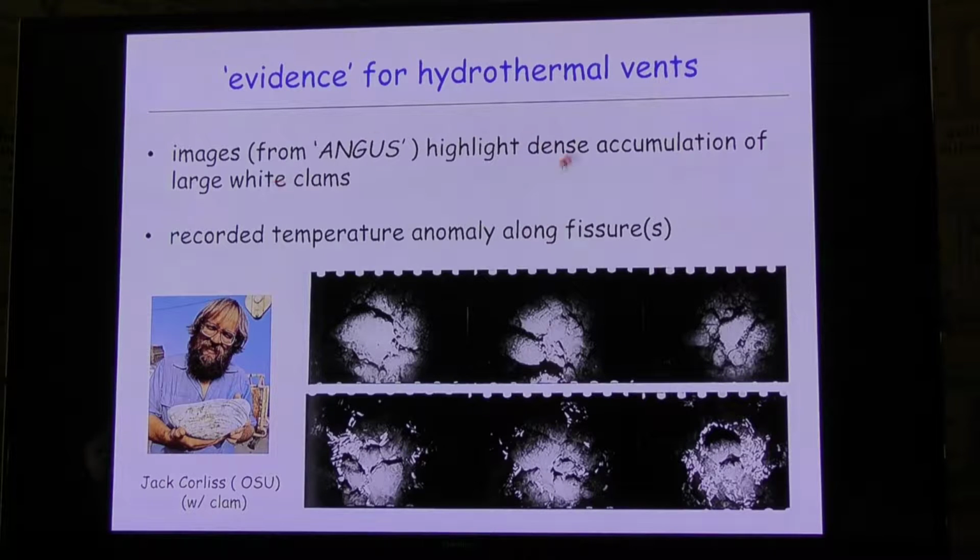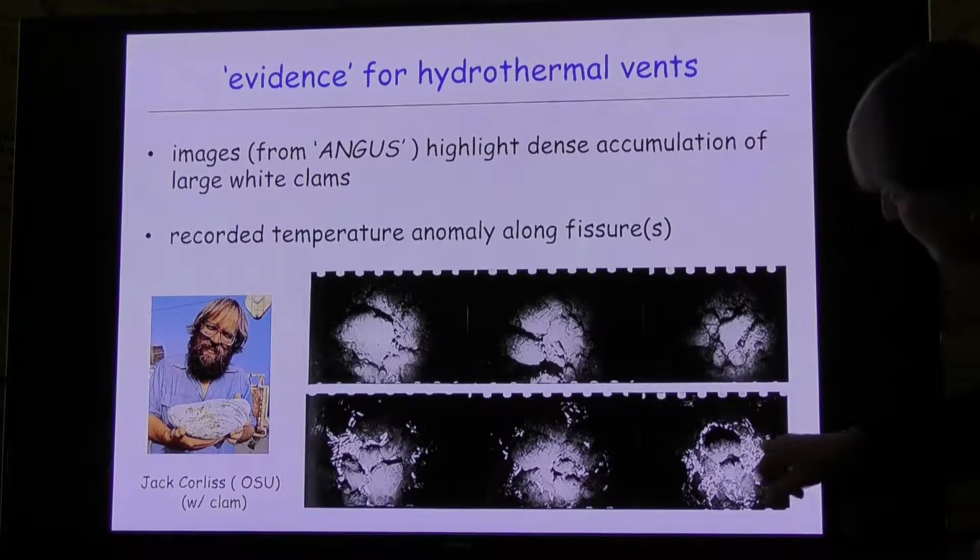And then Angus actually got these images, and they were literally pictures on film, not digital things. So we're, I think, probably all of an age to know what film looked like, whereas my students have never, ever seen film. And they recognized, especially this guy, Jack Corliss of Oregon State, he recognized these dense accumulations of white clams. So these are photographs printed of the clams, and these little white things are those clams, okay?